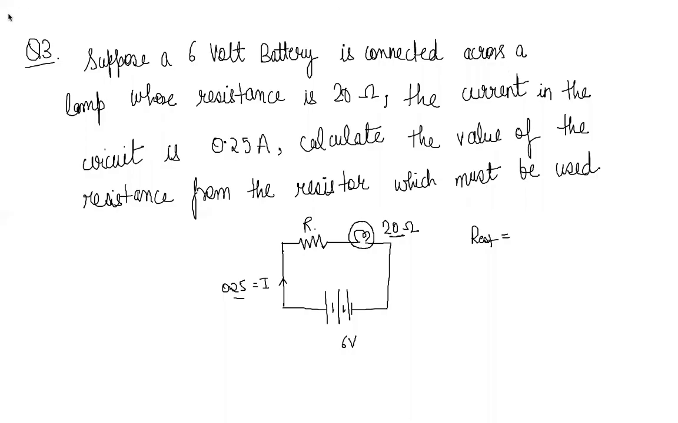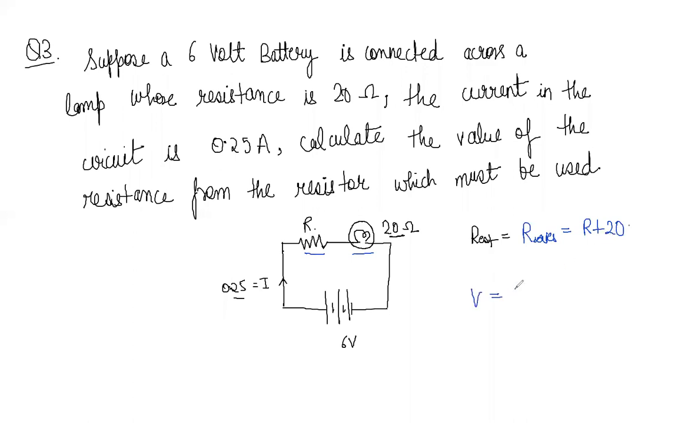So I can say both the resistor and the lamp are in series connection. Both the resistors are in series. So the net resistance will be R plus 20. Okay, so the net resistance will be R plus 20.